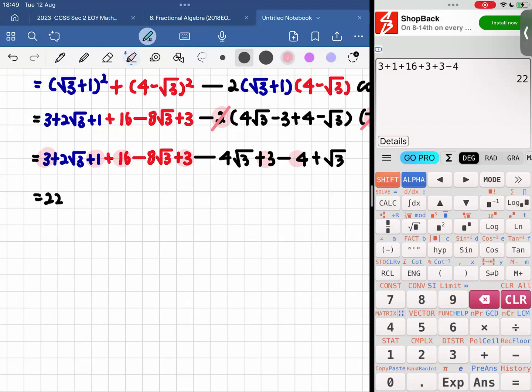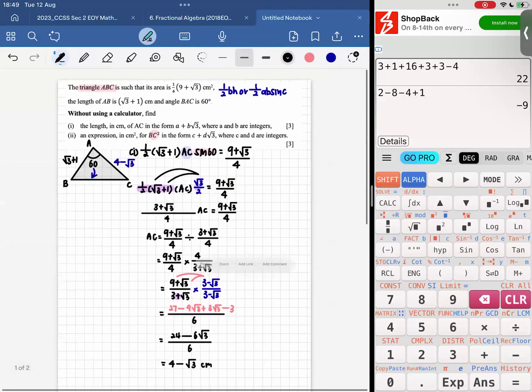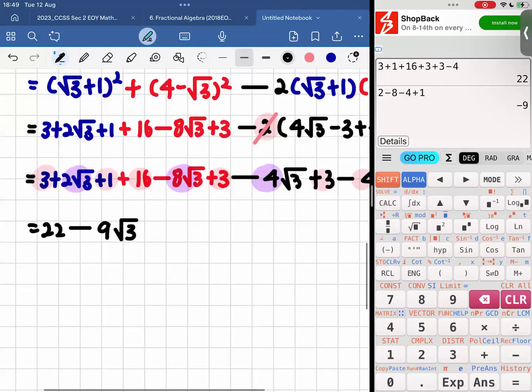Okay, now we combine this one. 2 root 3 minus 8 root 3 minus 4 root 3 plus 1 root 3. So 2 minus 8 minus 4 plus 1. So this is minus 9 root 3. So this will be my BC square. I think that's BC square. BC is in centimeters, right? So BC square will be in centimeter square.